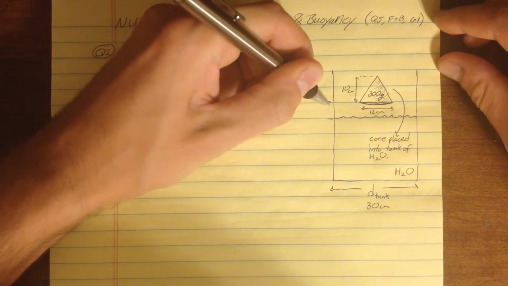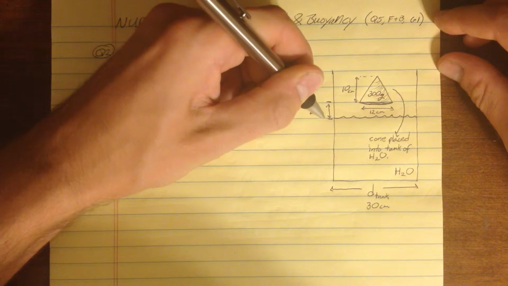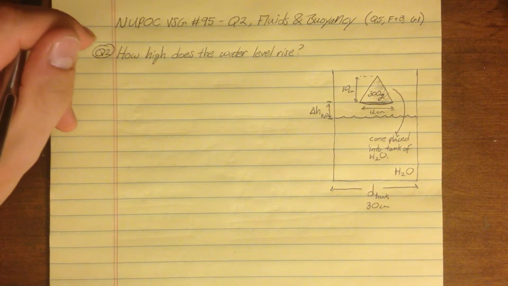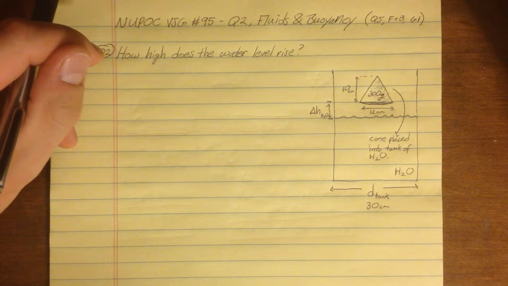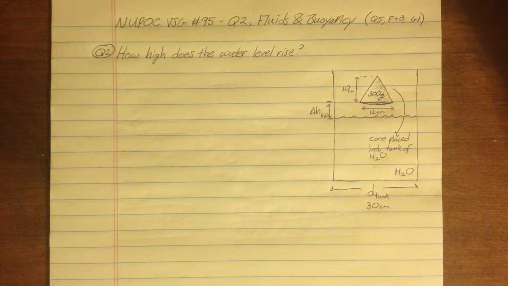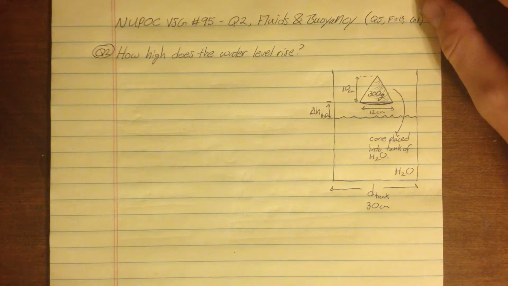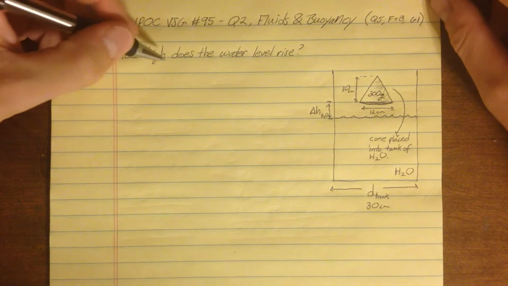So it's a delta H here of the water, H2O. But to find that, we'll need to know how much water is displaced by this cone. And before we can do that, we want to find out, will this cone float or not? Alright, so first, to find out, will it float? Let's go ahead and find what the volume of this cone is, right?